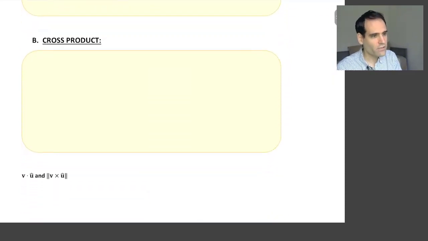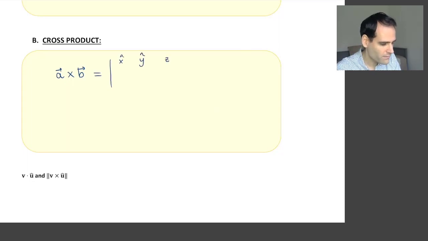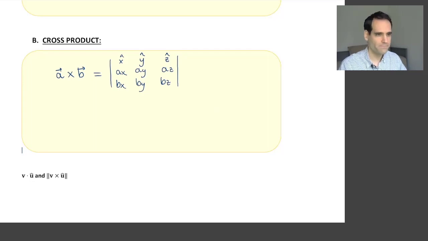So just remember that the cross product takes two vectors, A cross B, and the result is a vector. A way to calculate this vector is to use a determinant, and don't worry, we will learn a lot about determinants later. We just write x hat, y hat, and z hat, the unit vectors, then we write the three components of A and the three components of B. And we calculate this determinant, and the result is a vector.